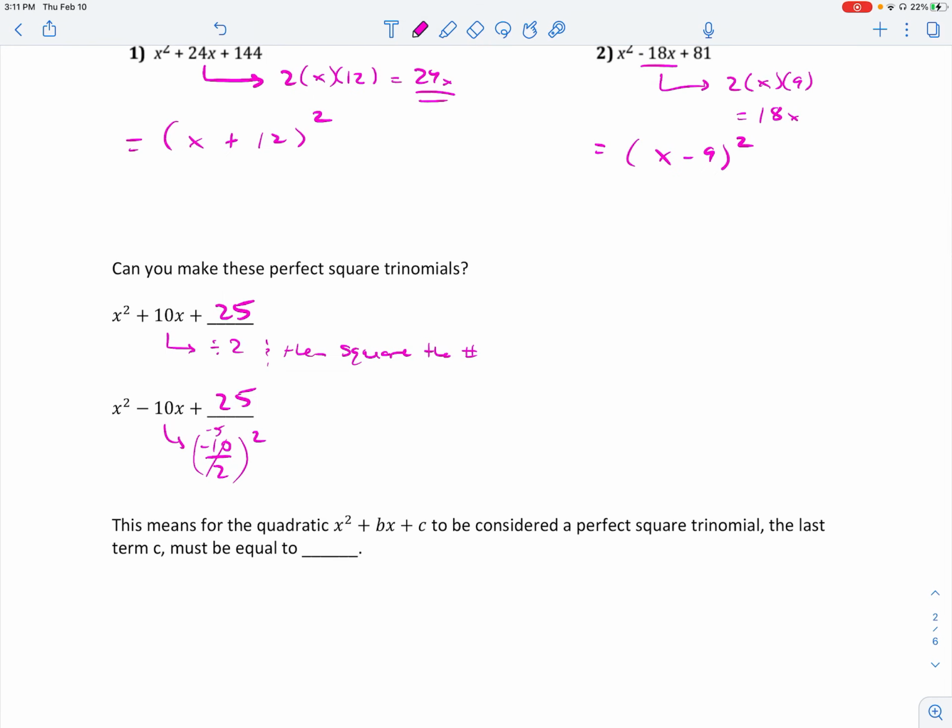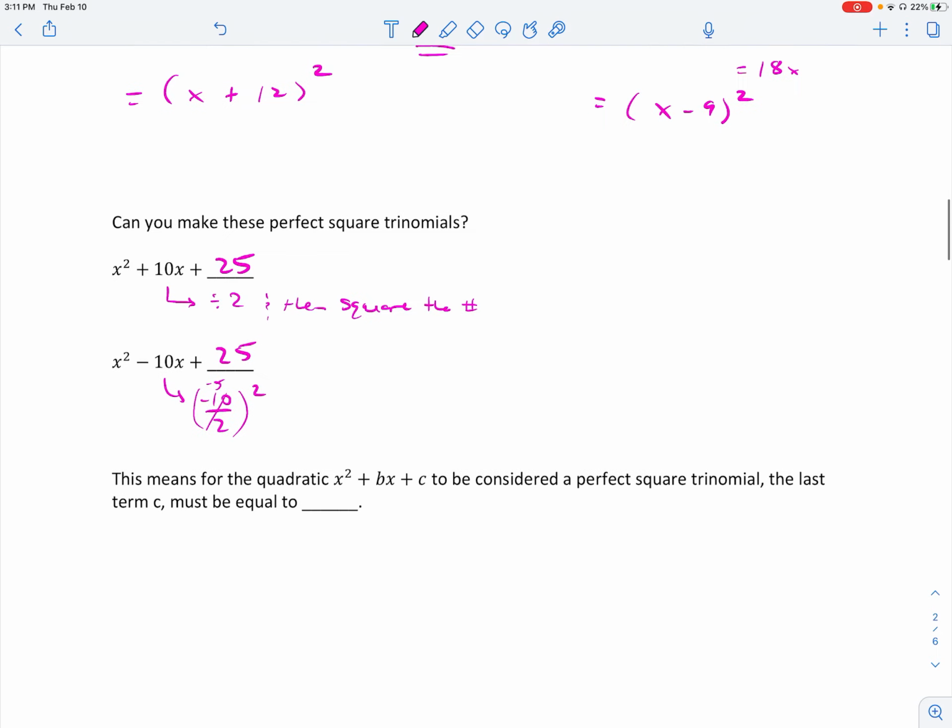Okay, so this means for the quadratic x squared plus bx plus c to be considered a perfect square trinomial, the last term c must be equal to the middle term over 2 squared, b over 2 squared. And if we see that pattern, we know we have exactly a perfect square trinomial.